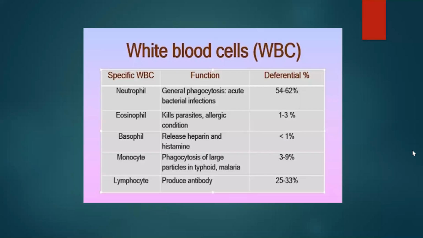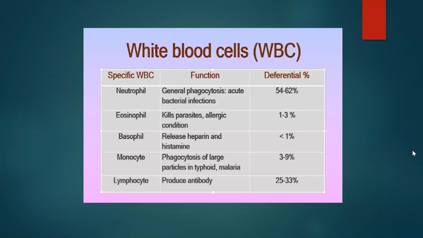Now, what is this phagocytosis? I have a diagram; in the next slide, I'll explain it to you with the help of the diagram. So its function is phagocytosis. Then its percentage is around 54% to 62%, I think it contributes the major part. Then we have eosinophils, which kill the parasite, and allergic conditions are because of this. Its percentage is around 1 to 3%.